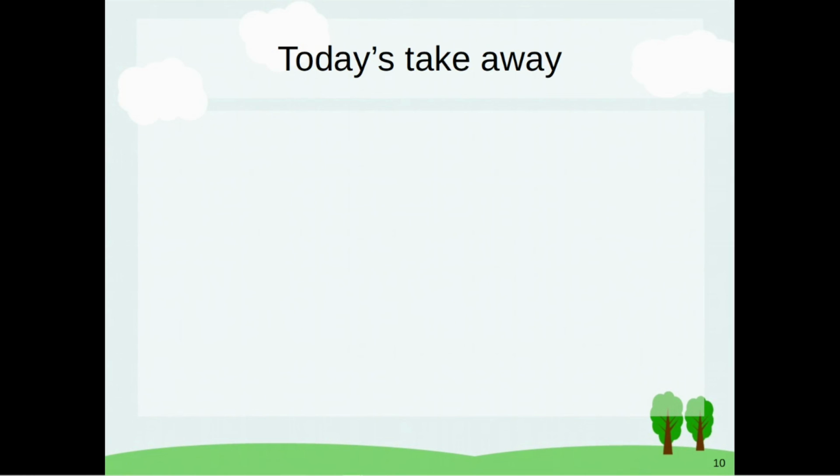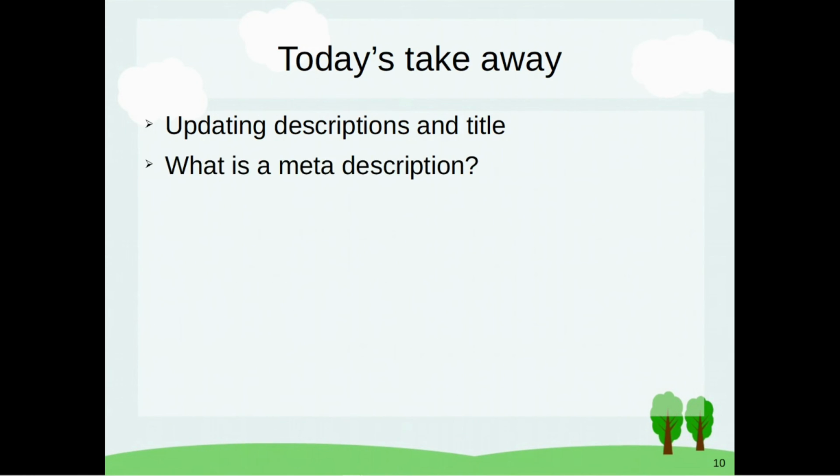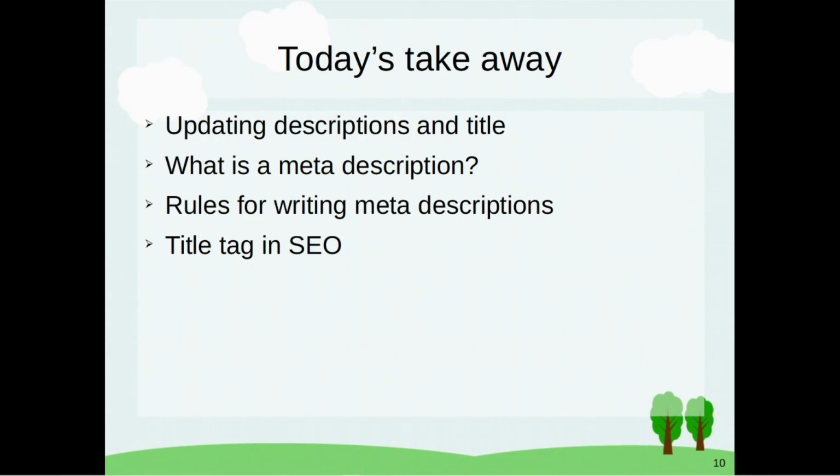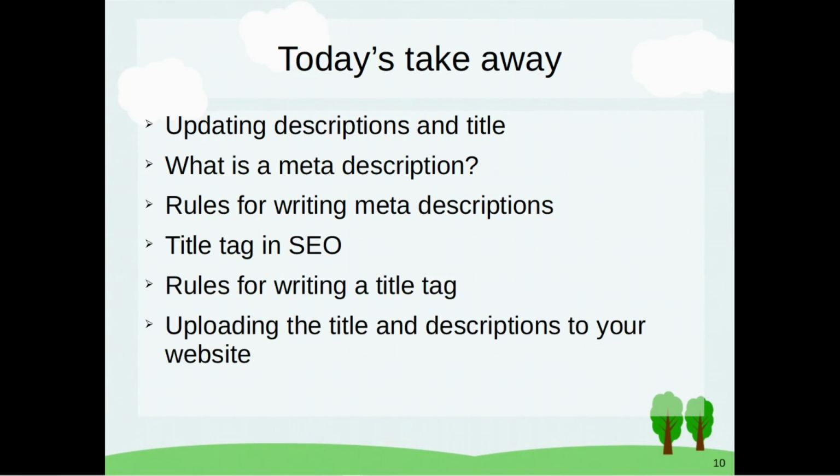Next, we will see what we learned today. First of all, we saw updating description and title, what its importance is, and how we can update the description and titles. The next thing is what a meta description is and the rules for writing meta descriptions, title tags in SEO, and the rules for writing a title tag in SEO. And the last thing we saw was uploading the title and description to your website or to your code.